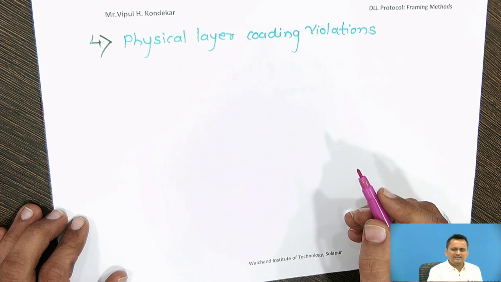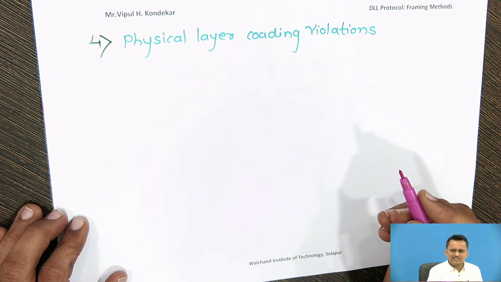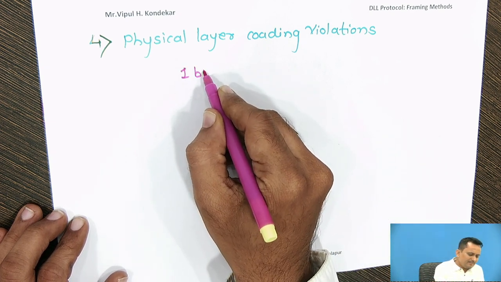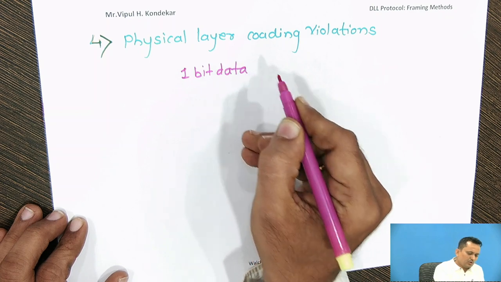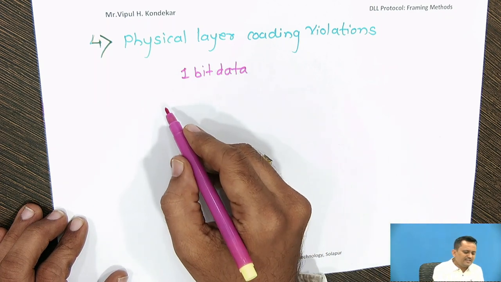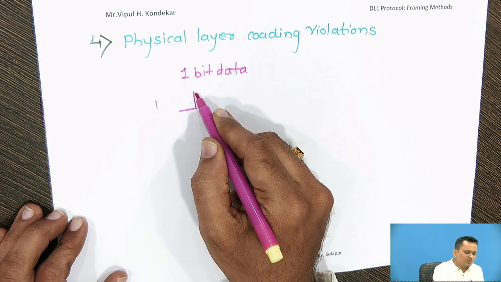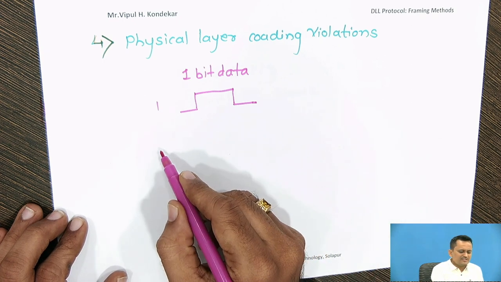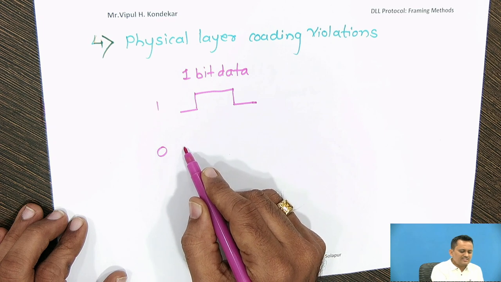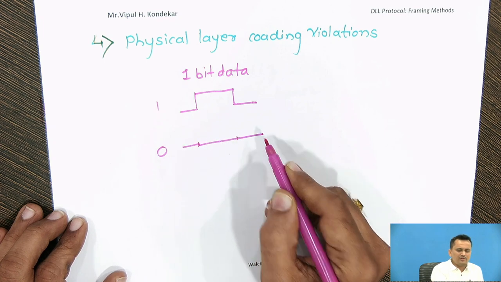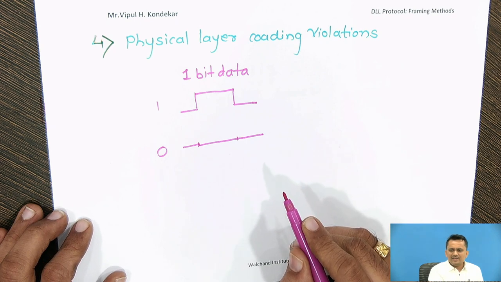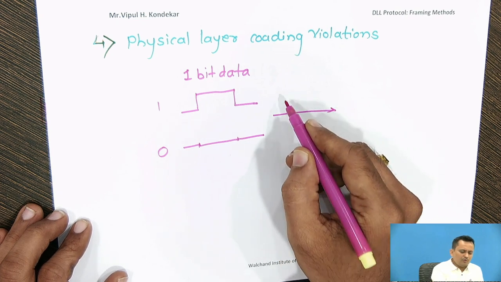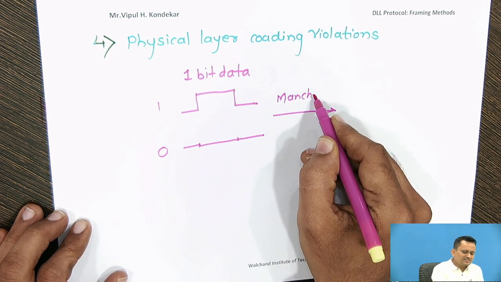Now what this method is: when you want to form the frame, usually you are sending data, and if you are sending single bit data, one simple way is, if you are sending 1, you transfer a high voltage for that bit duration. Or if you are sending 0, you transfer 0 volt for that duration. But what is done is data encoding. There can be one way of coding the data called Manchester coding.